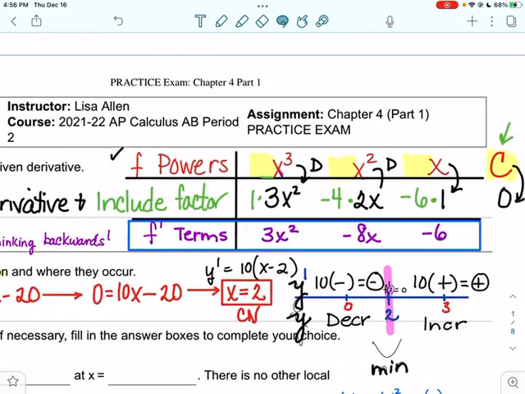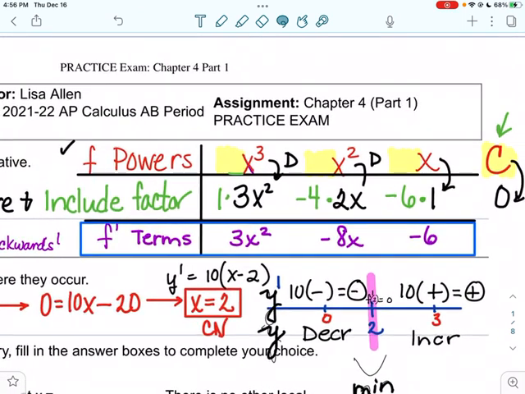So I know that if I have a term of 3x squared for the f prime terms, that means that the power on f has to be x cubed. Going straight across the top row that you see here, if I have negative 8x for the middle term, then the power has to be 2, or the x squared power. And if I have a negative 6 constant in the derivative, then the power has to just be x to the first power.